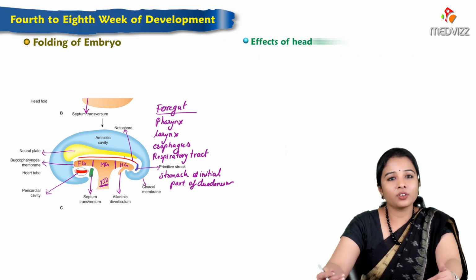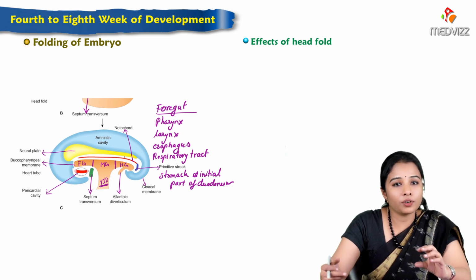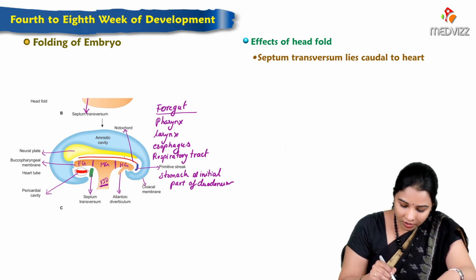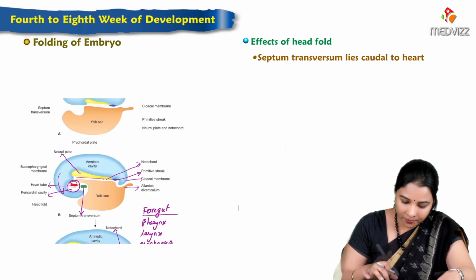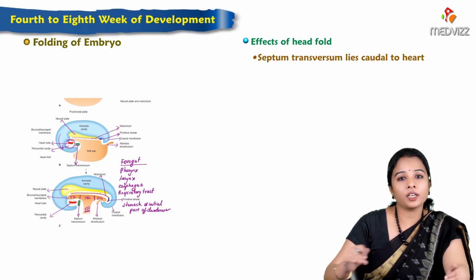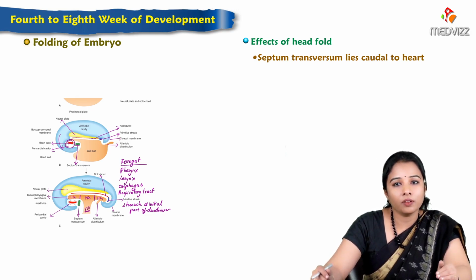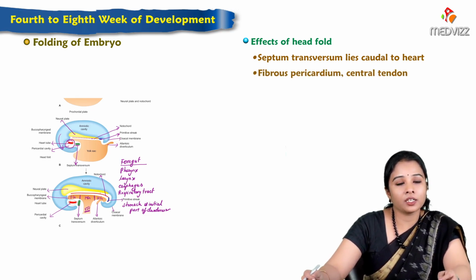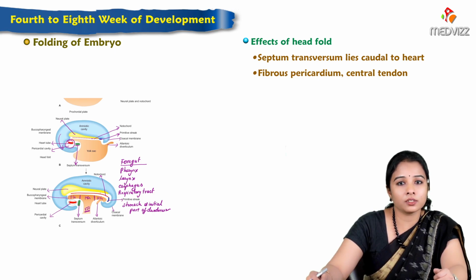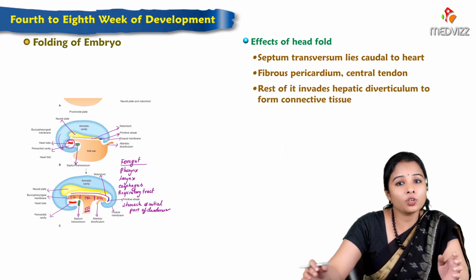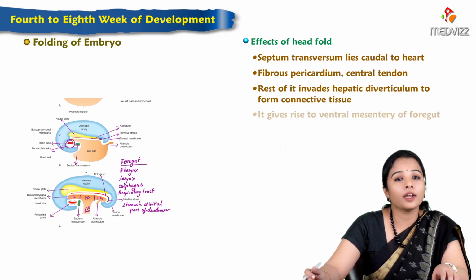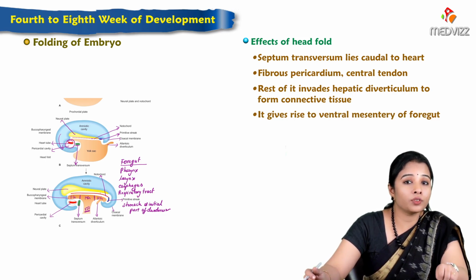So what are the effects of having this head fold? After the folding of the head, the septum transversum lies caudal to the heart. So initially, if you see here previously, the septum transversum is here, which lies caudal to the heart, forming like a partition, and which turns to form the fibrous pericardium, that is a part of the pericardium, and it also forms the central tendon of the diaphragm, and the rest of it invades into the hepatic diverticulum to form the connective tissue of the liver, and it gives rise to the ventral mesentery of the foregut.